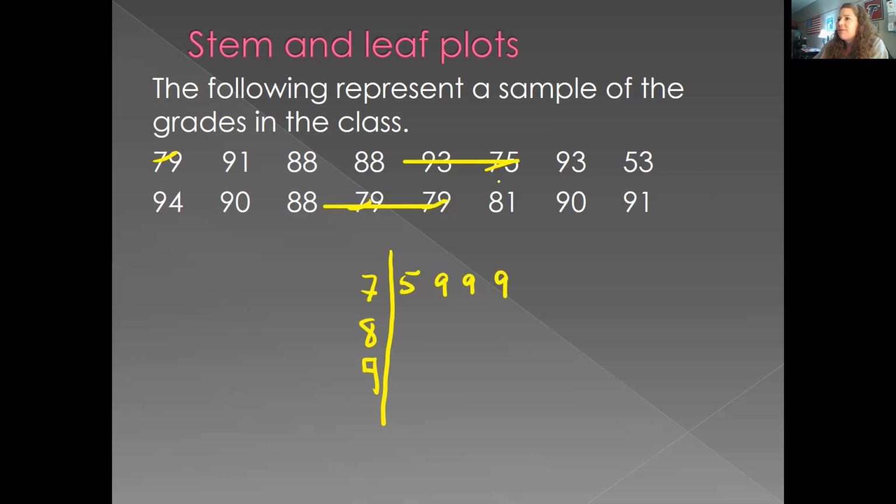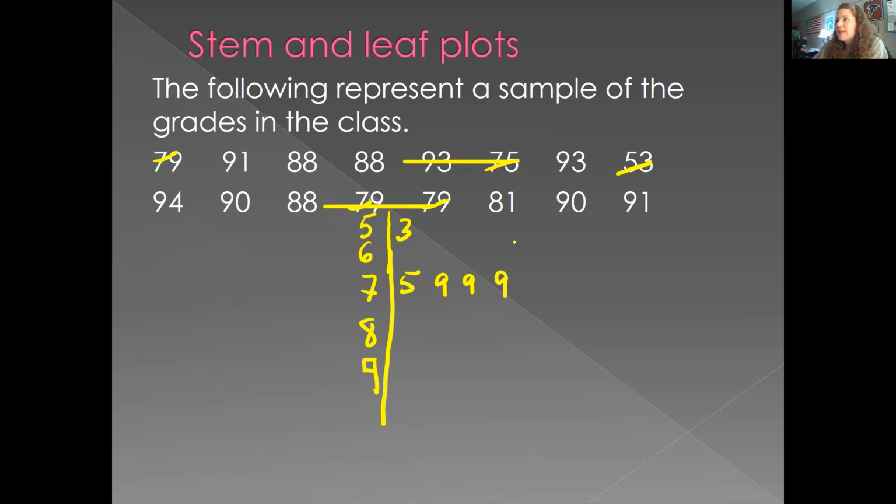Oh, I missed that 53, you guys. All right, so I got to write a 6, even though I don't see a 6. So our top stem should be a 5. All right, I don't see any 60s. I think we got all of our 70s.